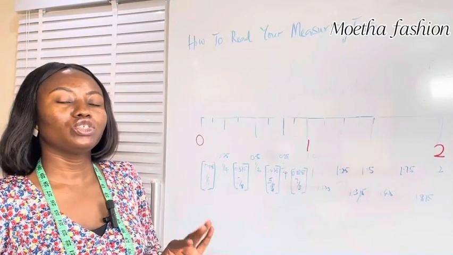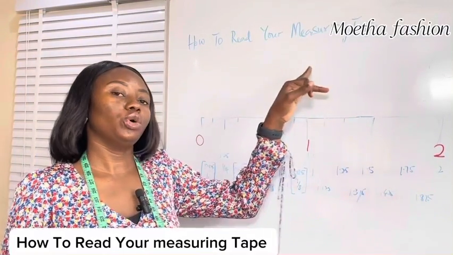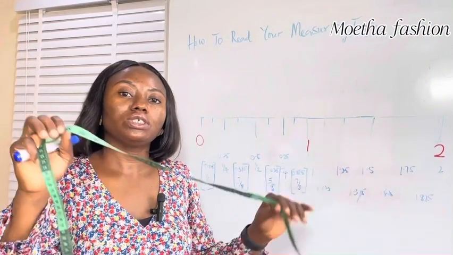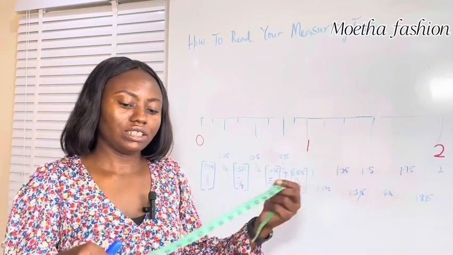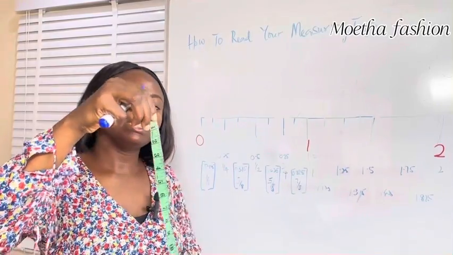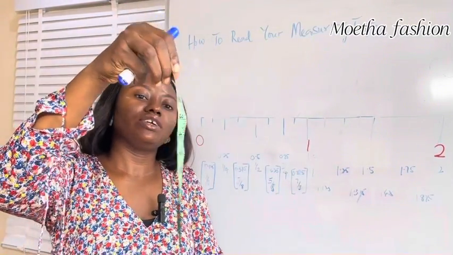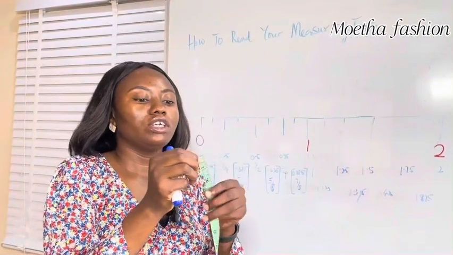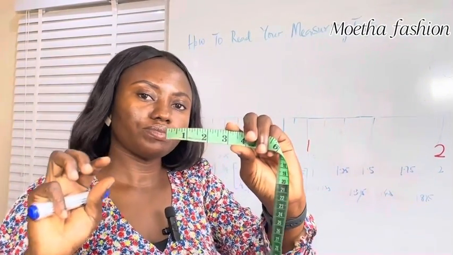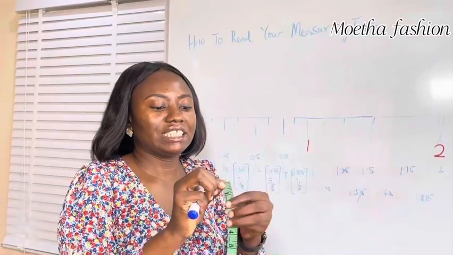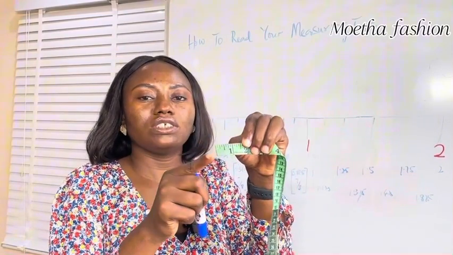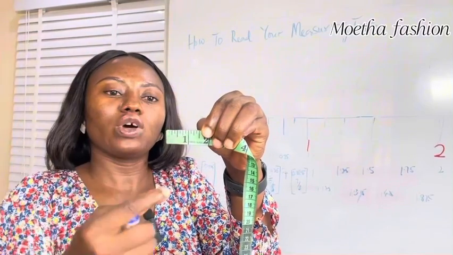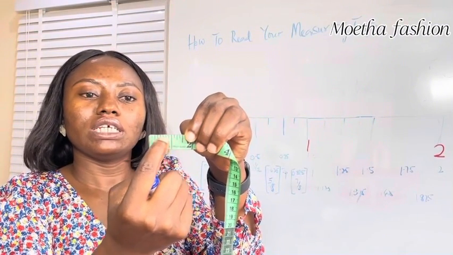In this class, we are going to be learning how to read your measuring tape. This is what your measuring tape looks like, and you have one side which is in inches, and then you also have the other side which is in centimeters. Now if you look at your inches tape, you will see that between 0 and 1, you have the tape divided into 8 parts.